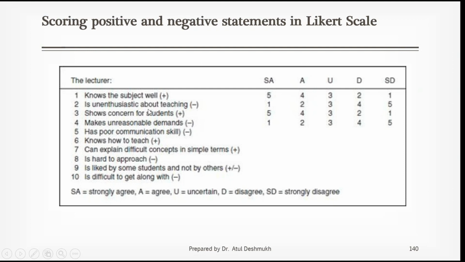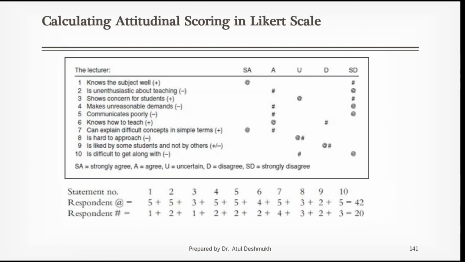In case of a negative statement, this is reversed. Since it's a negative statement, the highest numbers are given to the most negative attitude, that is strongly disagree. And the lowest numbers are given to the most positive attitude, that is strongly agree. So you have to assign in this way, right? Positive statement, highest mark to most positive attitude. Negative statement, highest mark to most negative attitude.